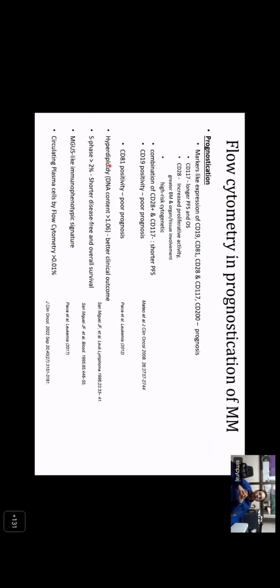Now, if you look at the flow cytometric options for plasma cell myeloma, we have different markers. Due to time, I will not go into the detail, but most important is the ploidy, because hyperdiploidy indicates standard risk myeloma, while a higher plasma cell index, that is the proliferating cells, indicates high risk myeloma. Then if you have a MGAS-like signature, and as I mentioned, high levels of circulating clonal plasma cells in the peripheral blood, above 0.01%, also define high risk myeloma.